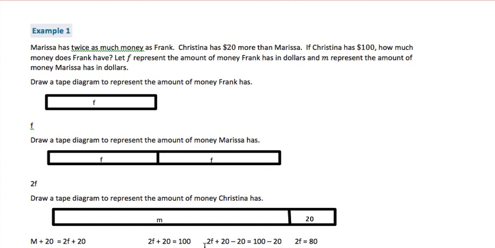And from this point, this is a single step equation, and we can divide by 2 on each side and find that F is equal to 40. So Frank has $40.